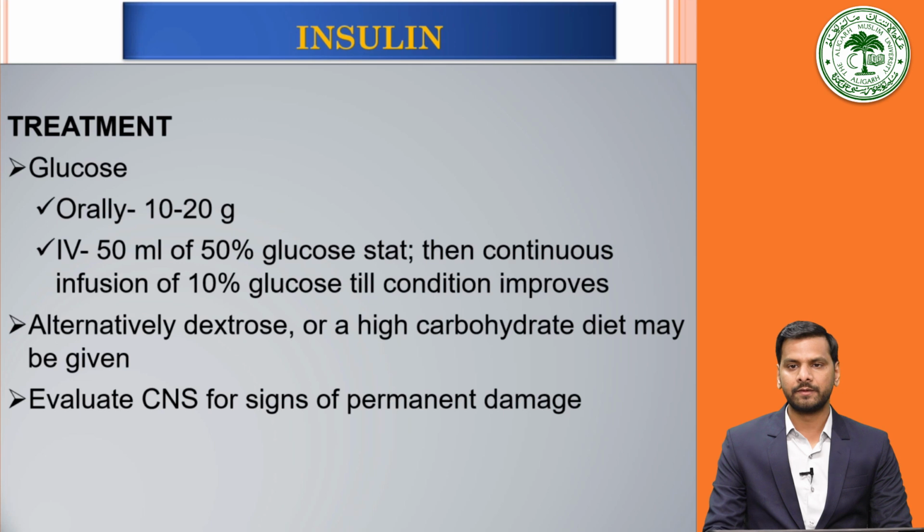Coming to the treatment. So, first of all, glucose should be given. If it's given orally, then 10 to 20 gram should be given. If it's given IV or intravenous, then 50 ml of 50% glucose stat. Then continuous infusion of 10% glucose till the condition improves. Alternatively, we can also give dextrose or a high carbohydrate diet. And other than these two, we have to evaluate the CNS for signs of permanent damage.